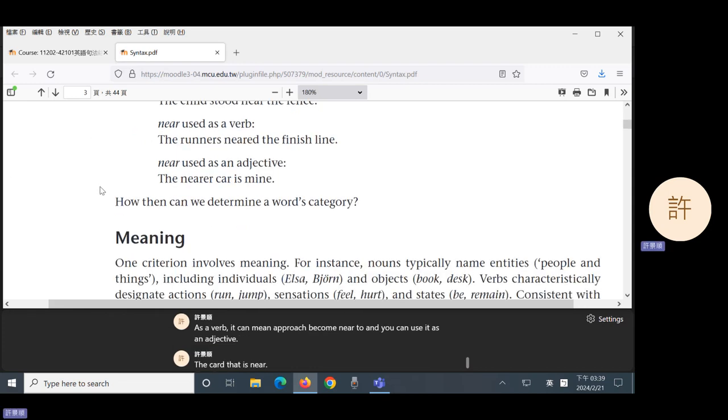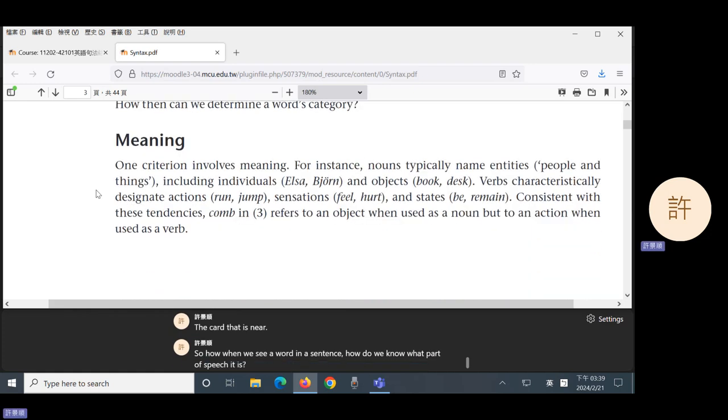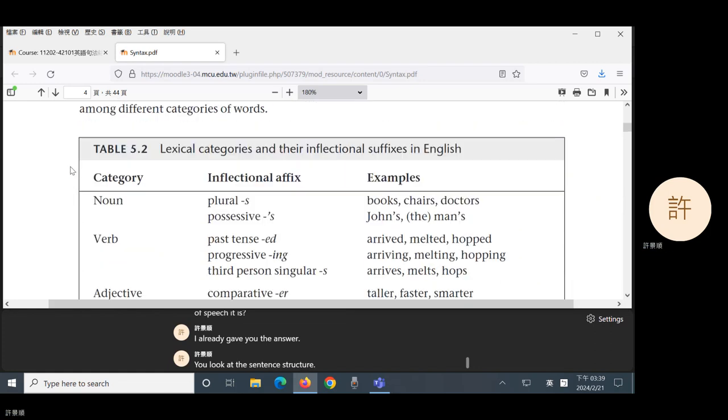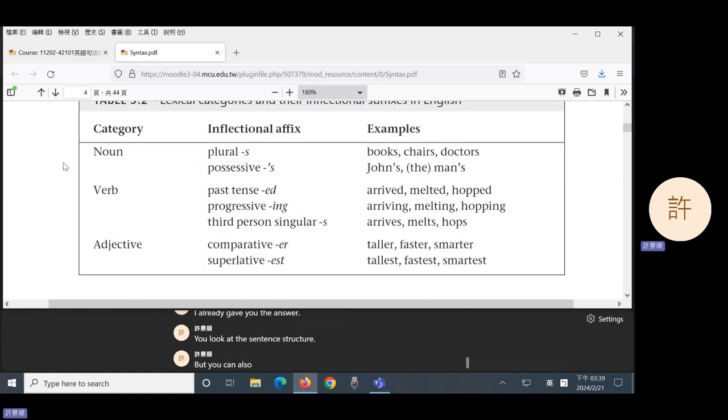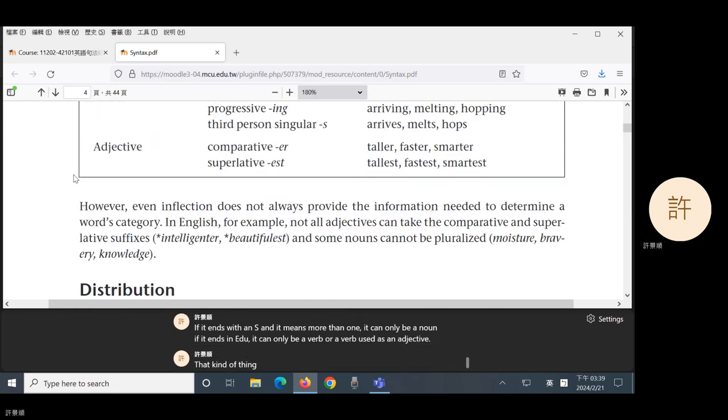So when we see a word in a sentence, how do we know what part of speech it is? I already gave you the answer. You look at the sentence structure. But you can also look at the structure of the word, right? If it ends with an S and it means more than one, it can only be a noun. If it ends in ED, it can only be a verb or a verb used as an adjective, that kind of thing.